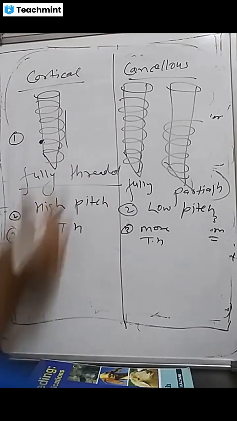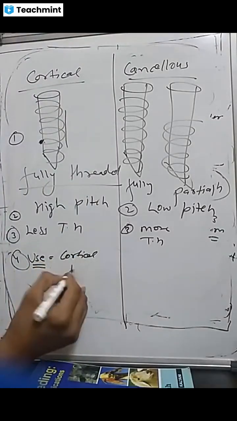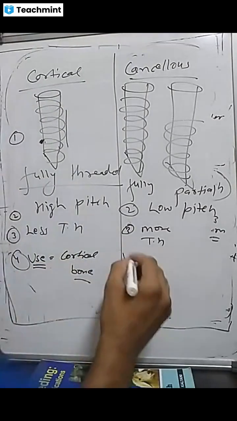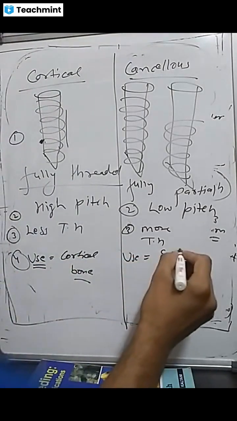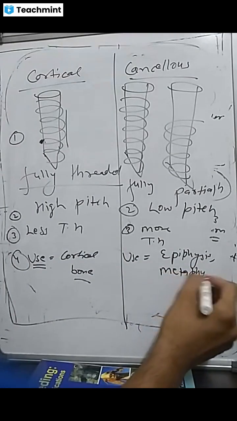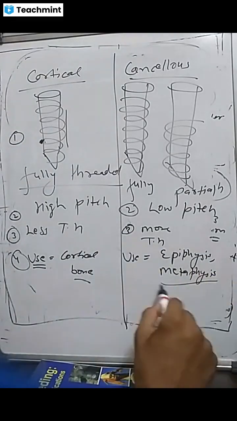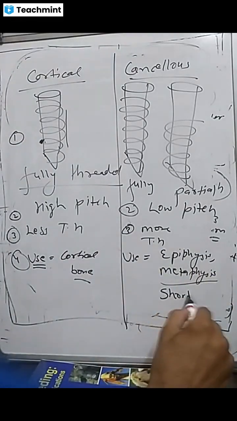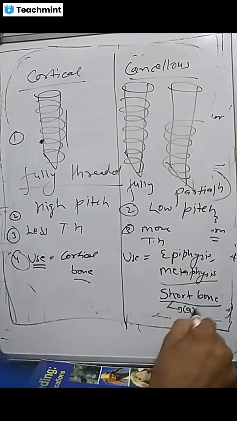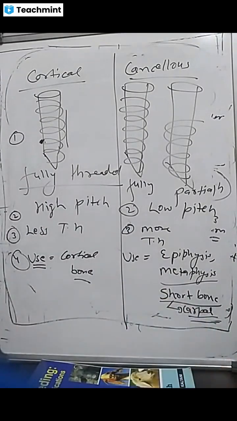Number 4 is use. Where to use them? Cortical screws are used in cortical bone, which is compact. Cancellous screws are used in the epiphysis or metaphysis, or in short bones, which have more spongy cancellous bone. So this is the difference.